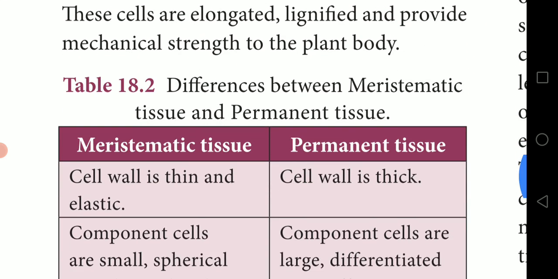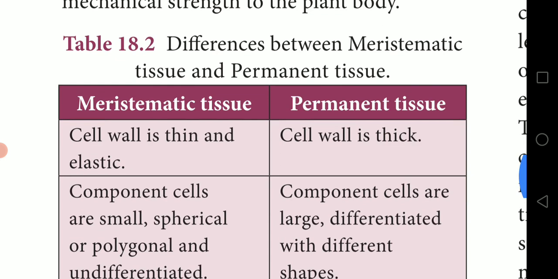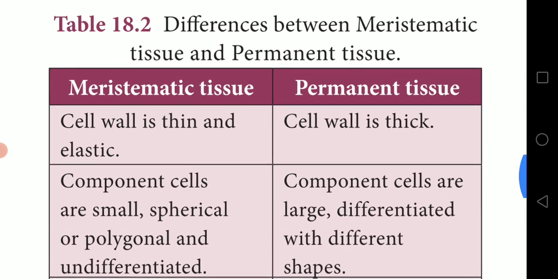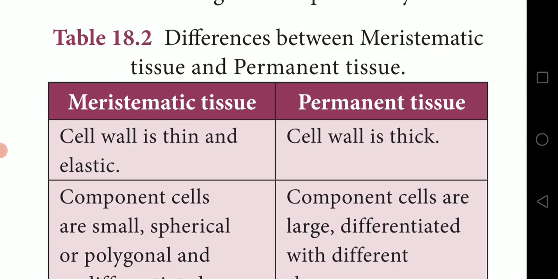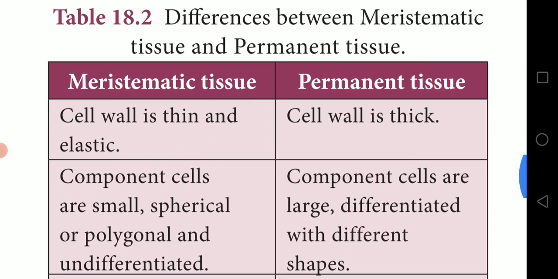Okay. The next topic is to differentiate between meristematic tissue and permanent tissue. This is also important. 4 marks, 3 marks or 2 marks can be possible. Just note it down. Differentiate between meristematic tissue and permanent tissue.